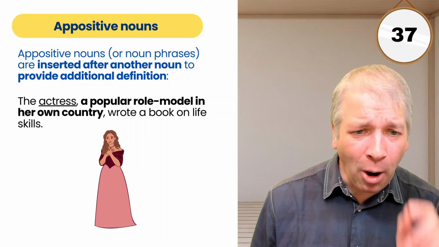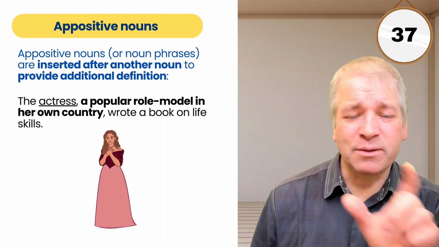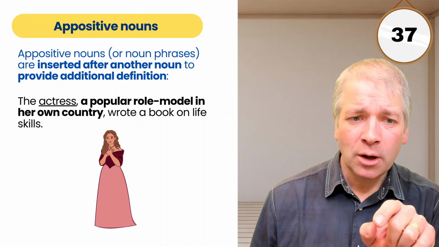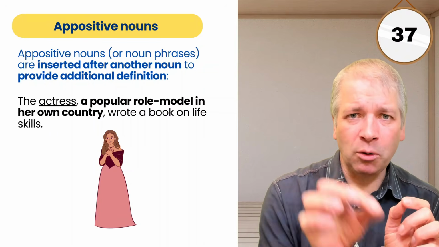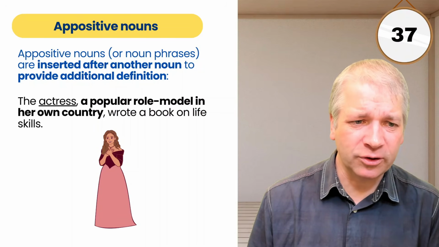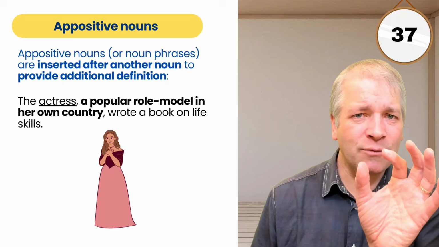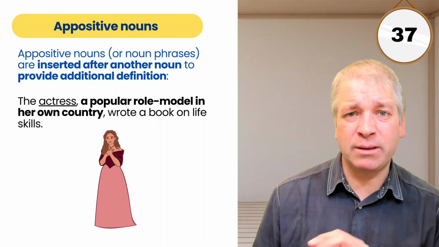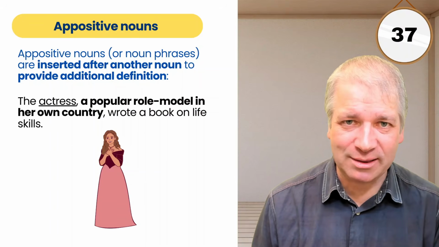Now here, a popular role model in her own country is a noun phrase. There's no verb in there. Role model is the main noun, a compound noun joining role and model. We have popular as the adjective, a as the article, in her own country is the preposition phrase. So we have the main noun with some bits before, some bits after to make the noun phrase. And all of that describes the actress.